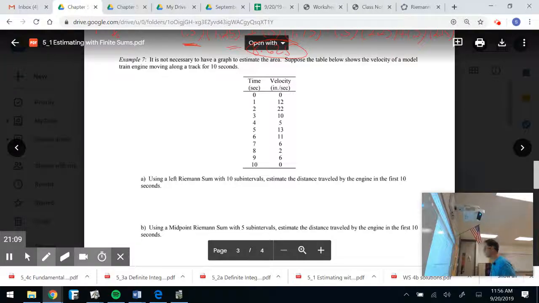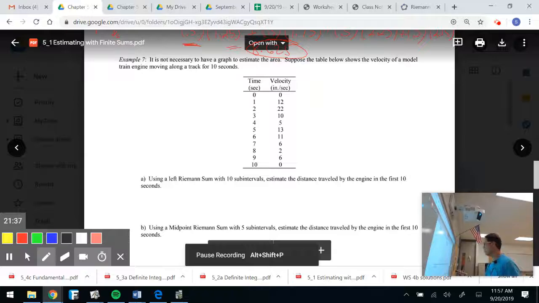Using a left Riemann sum with 10 subintervals, estimate the distance traveled by the engine in the first 10 seconds. And I don't want you to graph this. I want you to try to think of it conceptually. And using a table, how could you use LRAM right now using 10 subintervals, which means you need 10 rectangles? What would you do? Hit pause and give it a try.